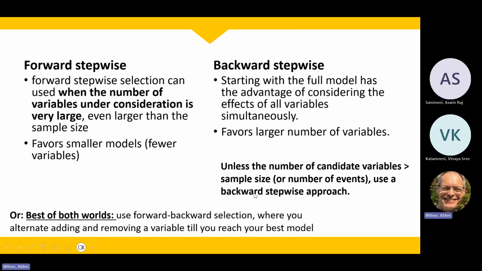Rule of thumb: unless the number of candidate variables is bigger than your sample size or your number of events, or whatever you want to call it, the recommendation is to use backward stepwise. Or, best of both worlds, you can do forward and backward selection, where you alternate adding and removing variables until you reach your best model.